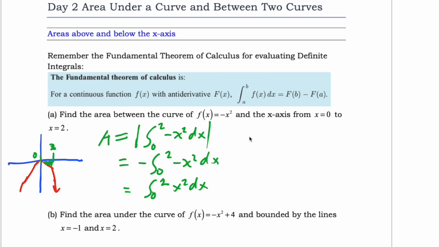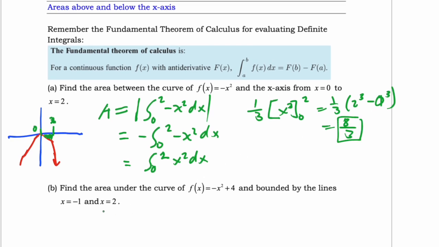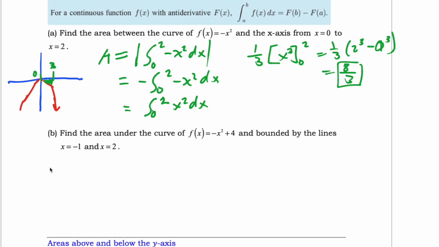So if you integrate, you're going to get 1/3 x cubed. I should have put that cubed here. Evaluated from 0 to 2, so that's 1/3 times 2 cubed minus 0 cubed, and that gives you 8/3 exactly.